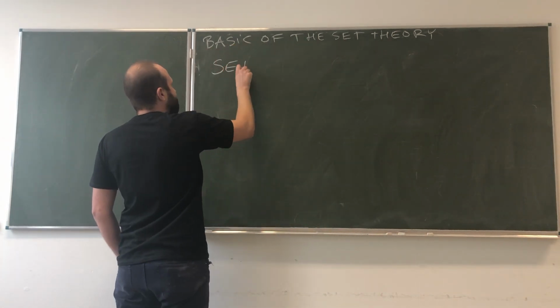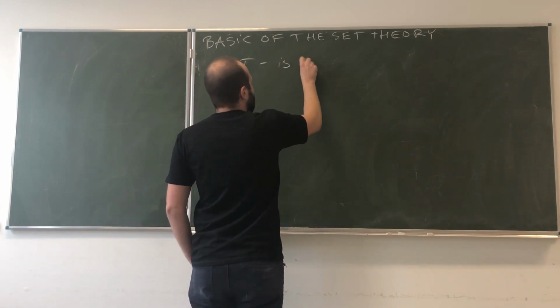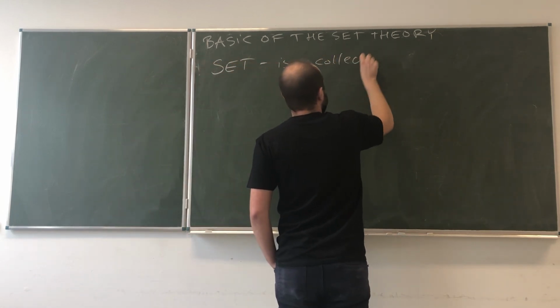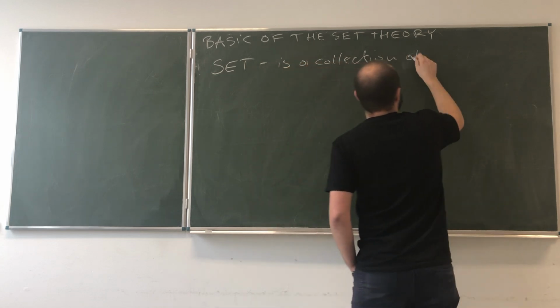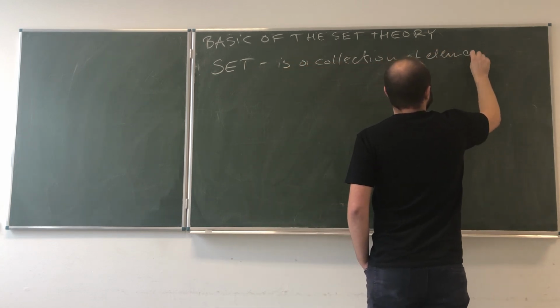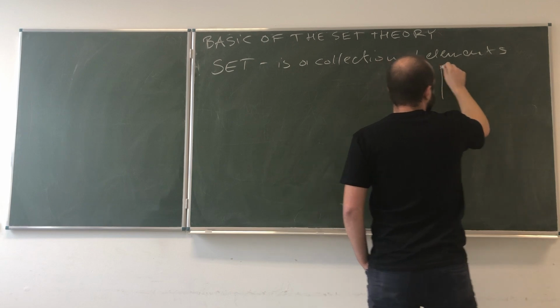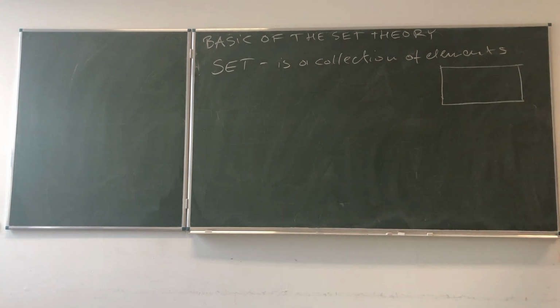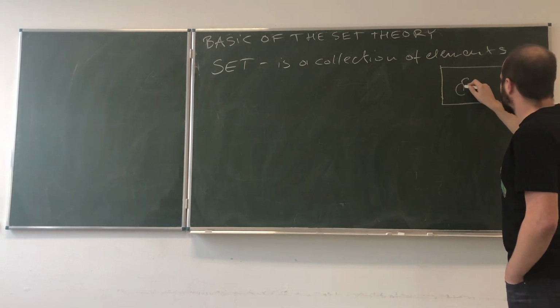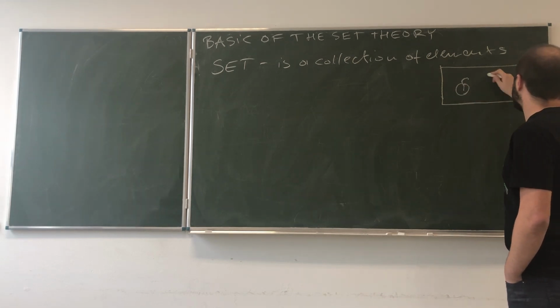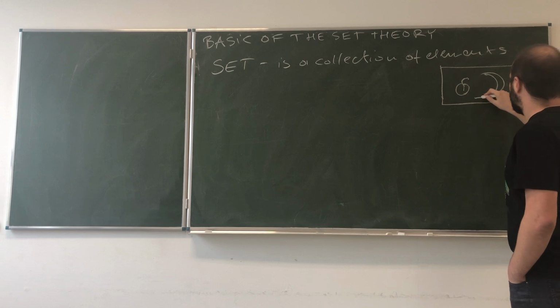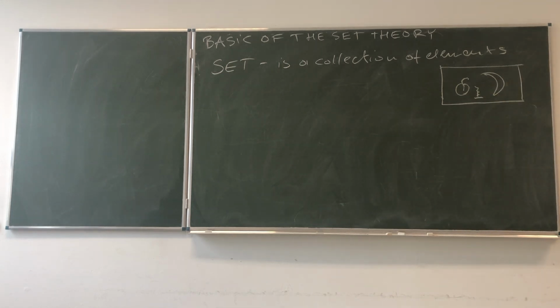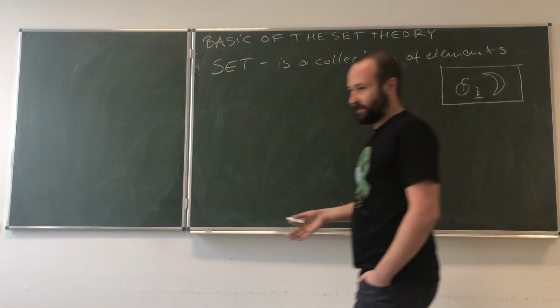A set is a collection of elements. So we can say that a set can be a collection of numbers, a collection of apples. But of course in the set we can have bananas, screws, everything. Right? So a set is simply a collection of elements.